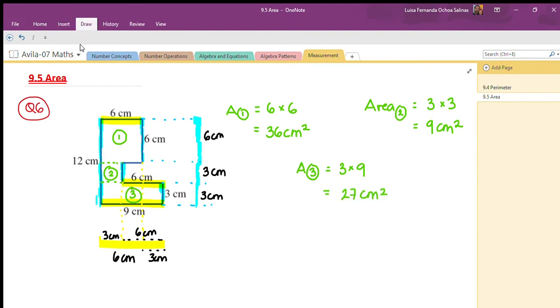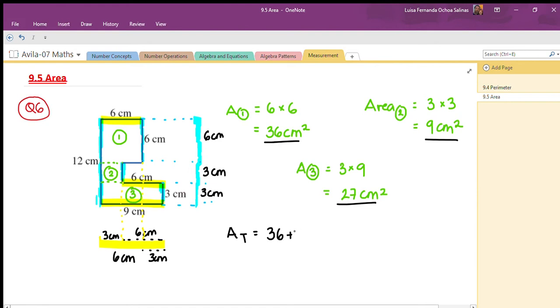So now if I find the composite, the area of the whole shape, I'm going to say total area is going to be 36 centimeters plus 9 plus 27. So 36 plus 9, which is 45, plus 27, I'll do it here. 45 plus 27 is 72. So I have that my total area is going to be 72 centimeters square. And that's my answer. Fantastic, that's question 6, girls.